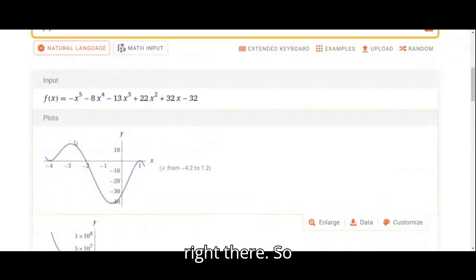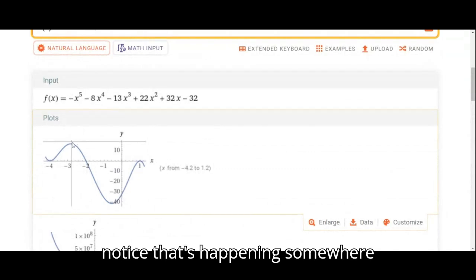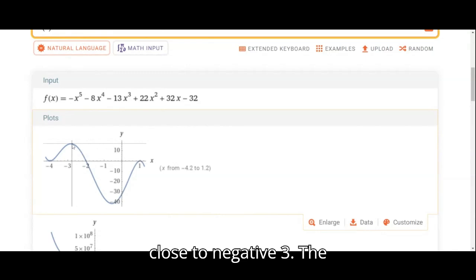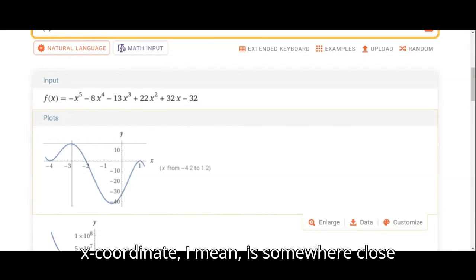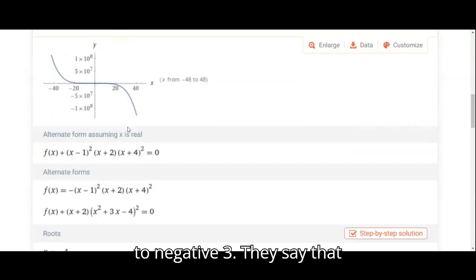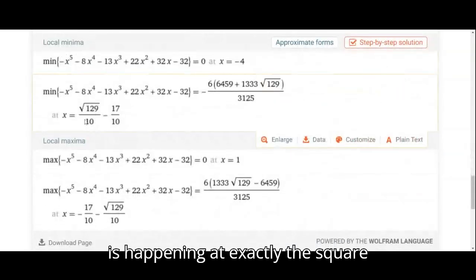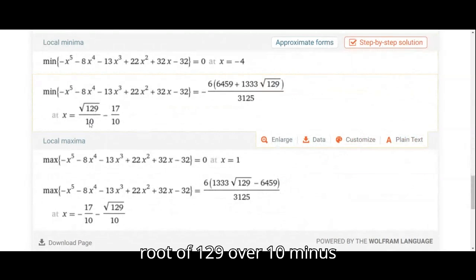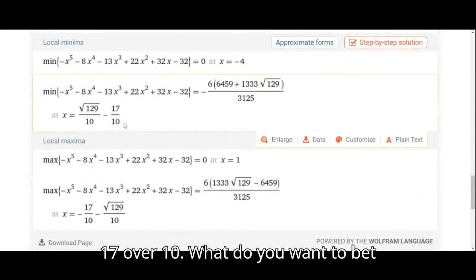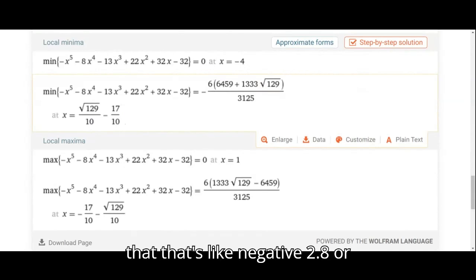Yeah, that relative maximum right there. So notice that's happening somewhere close to -3. The x-coordinate, I mean, is somewhere close to -3. They say that is happening at exactly the square root of 129 over 10 minus 17 over 10. What do you want to bet that that's like -2.8 or something like that?